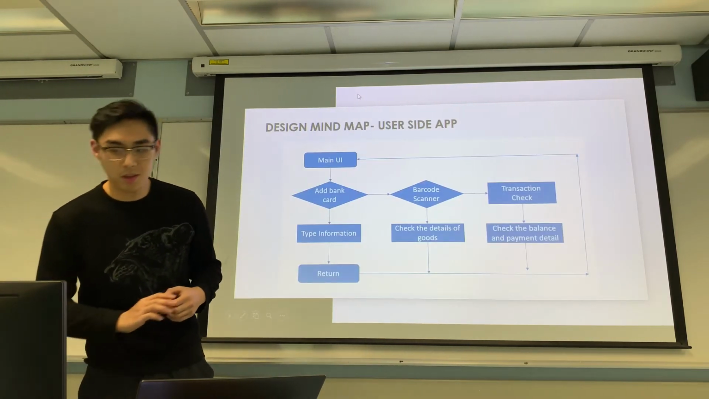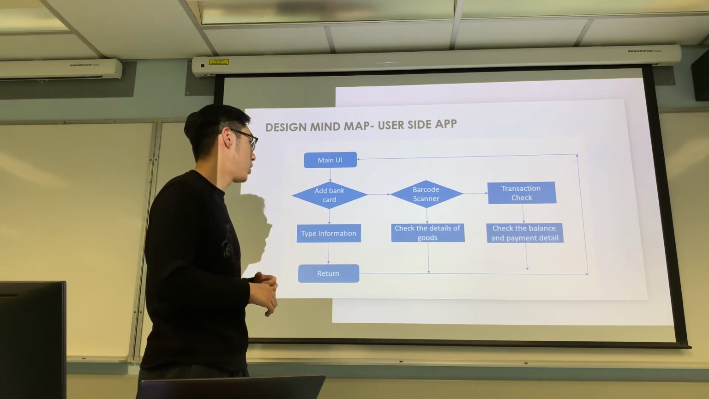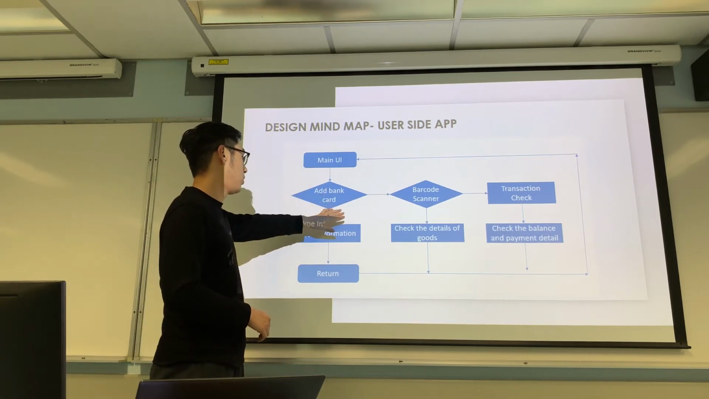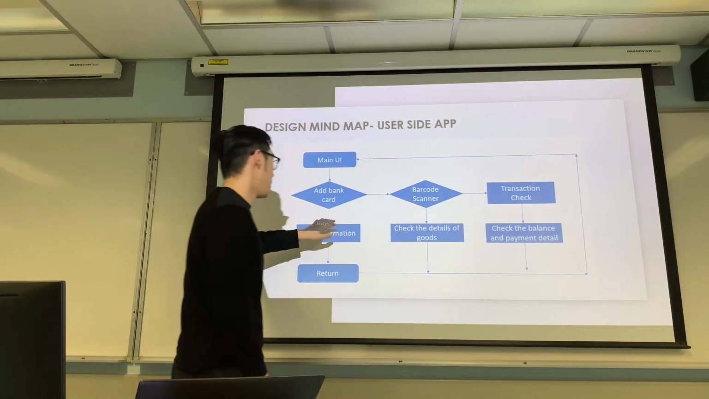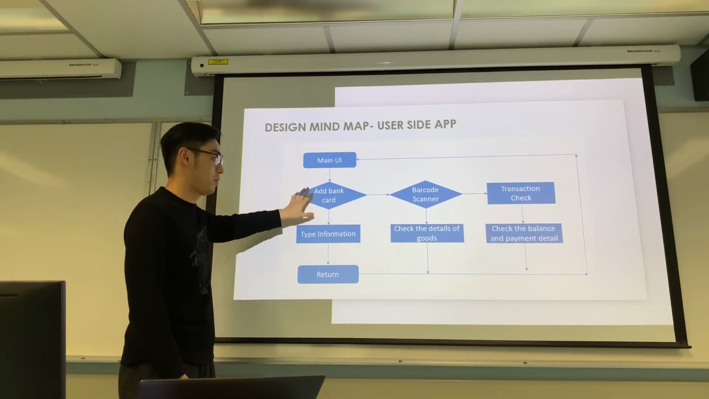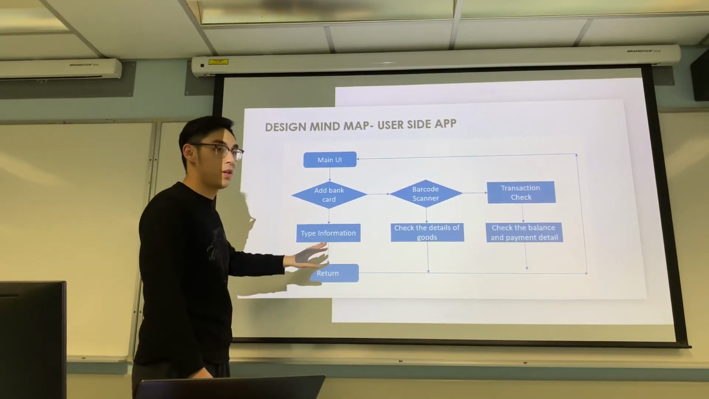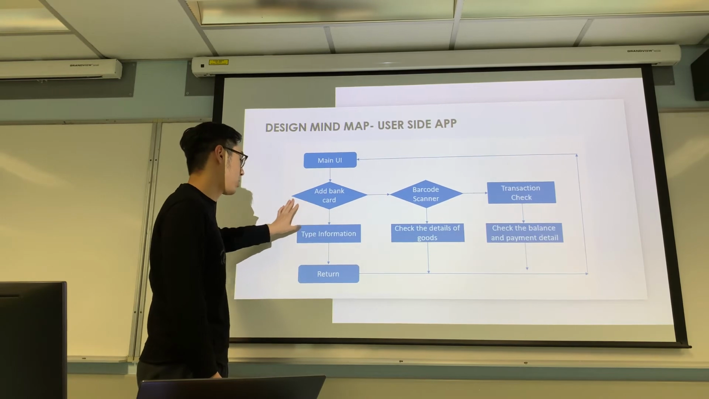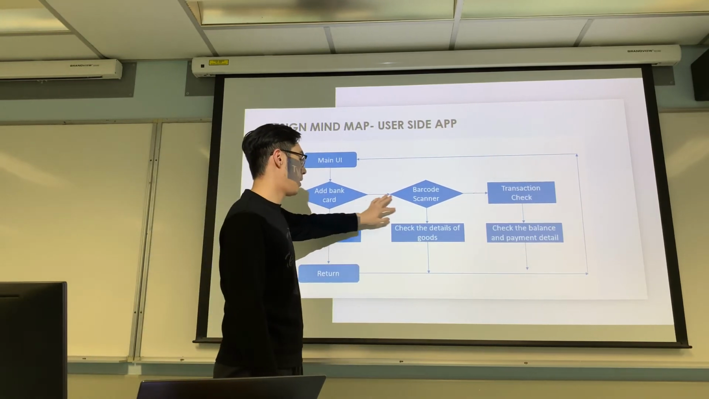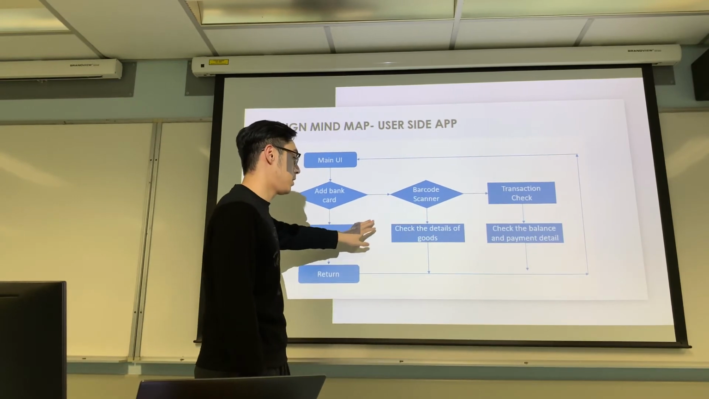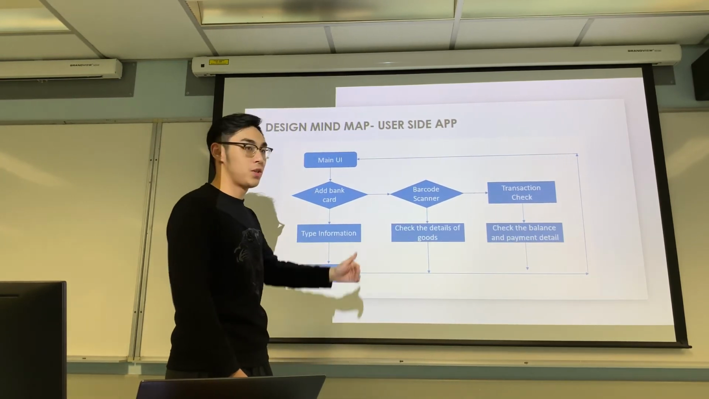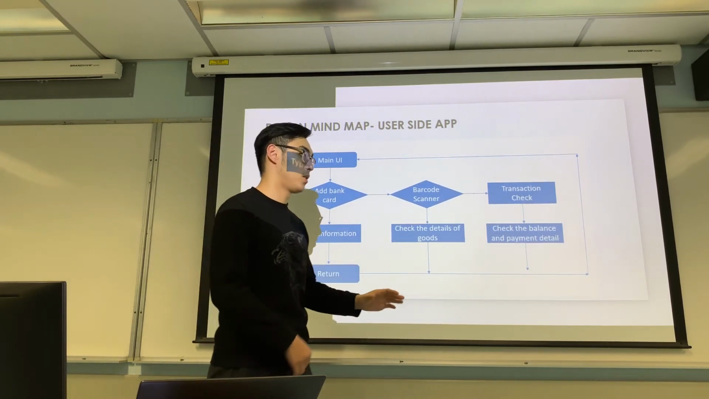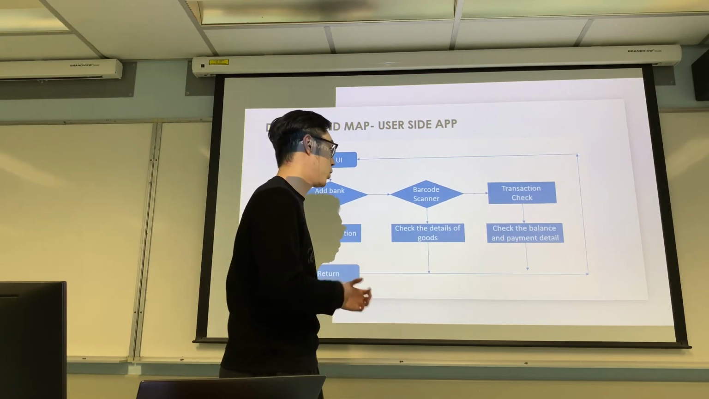And then this is the design mind map of our user side application. Once you enter the home page of the application, you can see there are 3 buttons. When you select the bank account button, you can type information in this part, which will link your application with your bank account, but this is a simulation, not a real bank account. Once you select the barcode scanner, you can check the details of goods by clicking the button and scanning the barcode and the QR code which is stuck on the goods, and you can see the details of what you have bought.